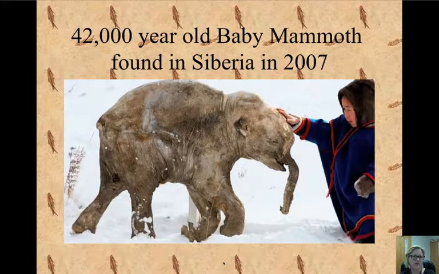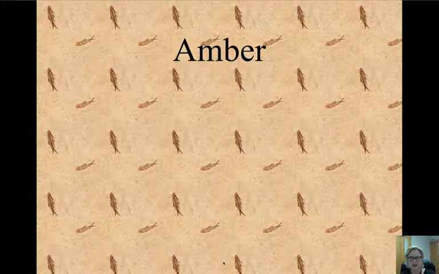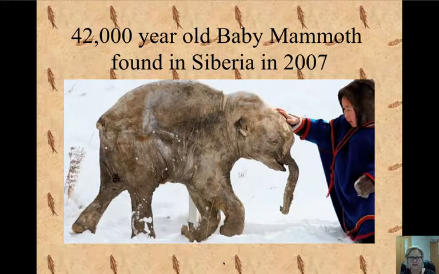This is actually a 42,000-year-old baby mammoth found in Siberia in 2007 by, what would you call him? Like a rancher who had reindeer and was traveling through. And I guess it had thawed enough that they could see the baby mammoth. All right, so let's move along. Whoops, we seem to be stuck. Let me go back. All right, I think that's all we have for frozen.